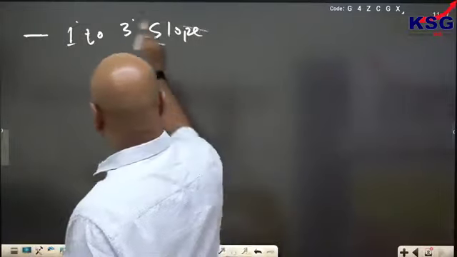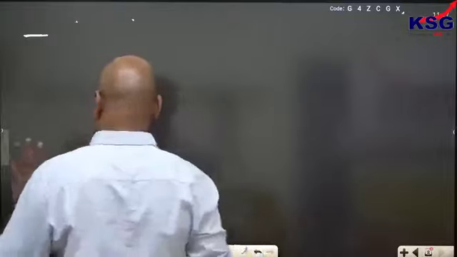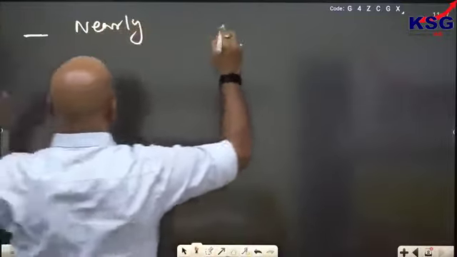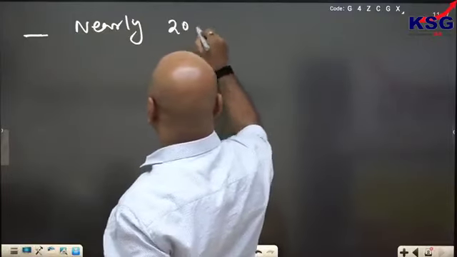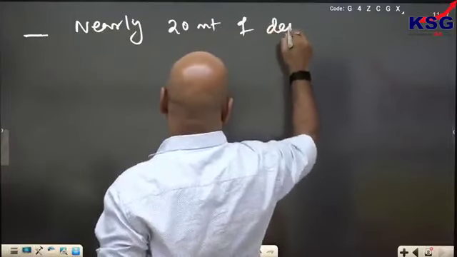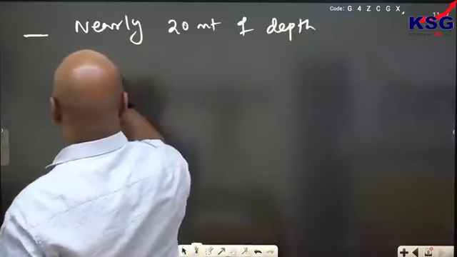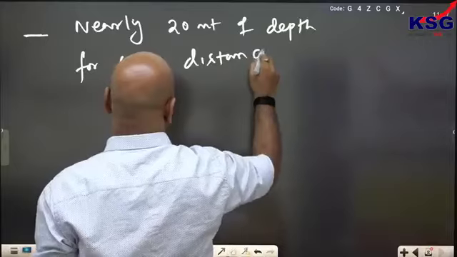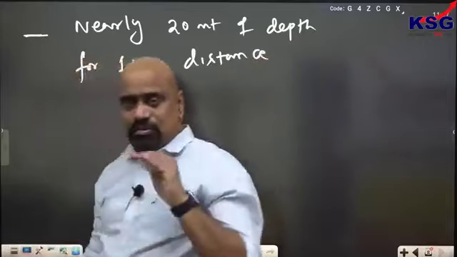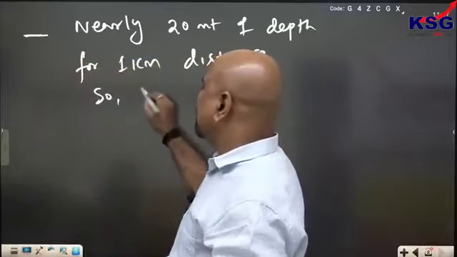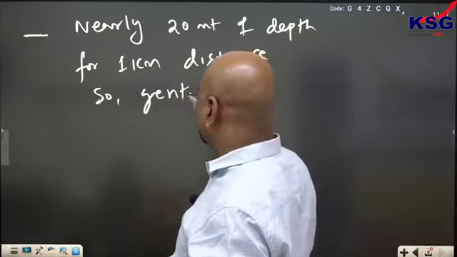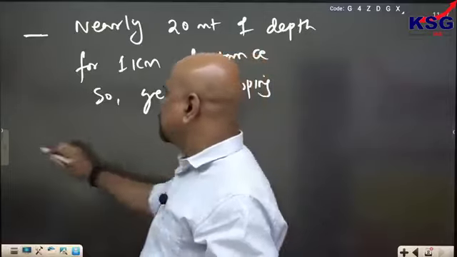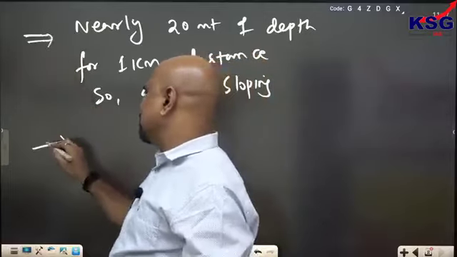If you write the angle it will cause confusion, so write it in the literal sense: nearly 20 meters of depth for 1 kilometer distance. The decline in the slope is like this. So it is a very gently sloping region.